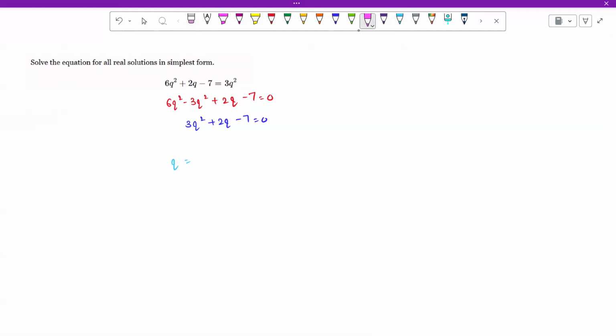So here is q. This is A, B, and C. Minus B, I'm sorry, B plus minus, B squared, that means 2 squared, minus 4 times A, which is 3, C, which is negative 7, over 2 times A, which is 3. What will the inside be?